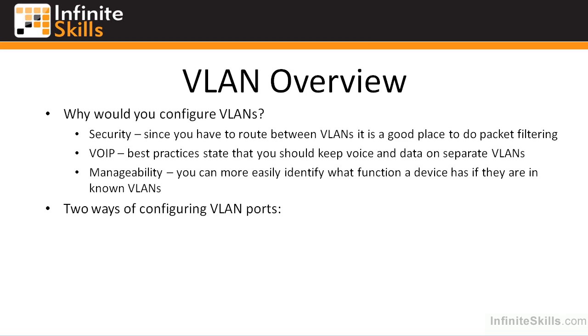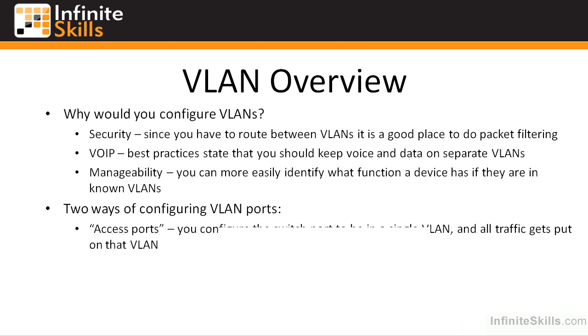Now, there's two basic ways of configuring VLAN ports, and we'll see how these methods differ from each other in their actual technical configuration when we get into our lab here in a few videos. The first is to set a VLAN as an access port. You go into the switch, you configure the switch port to be in a single VLAN, and all the traffic gets put on that single VLAN. If you configure it in a data VLAN, you could never get to your voice VLAN through that access port.